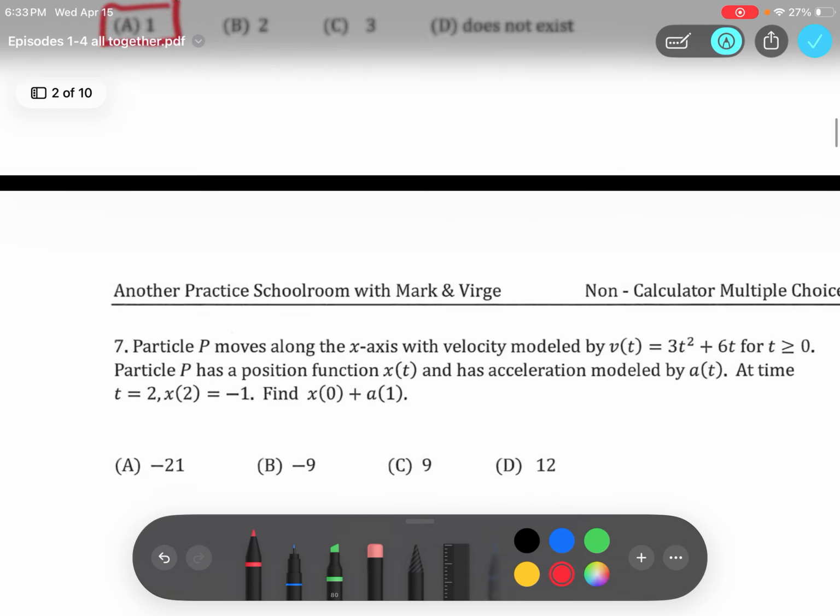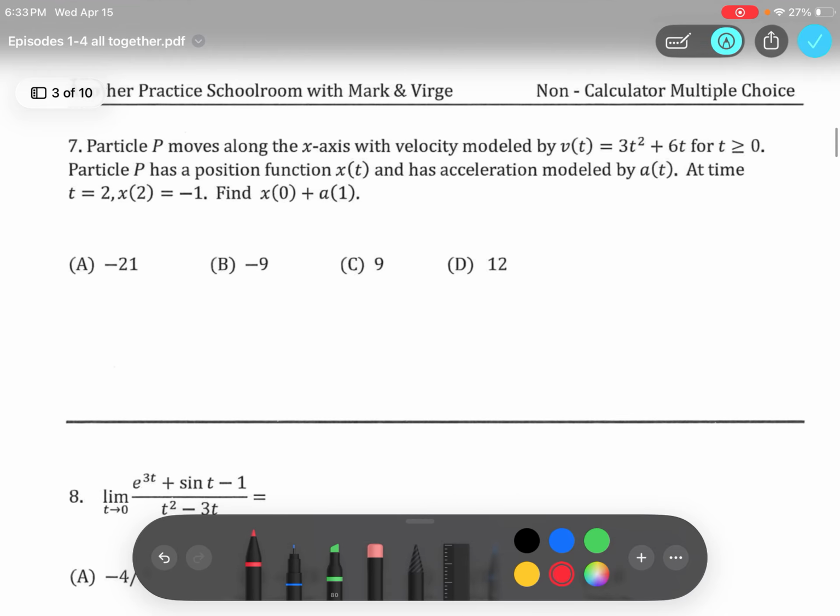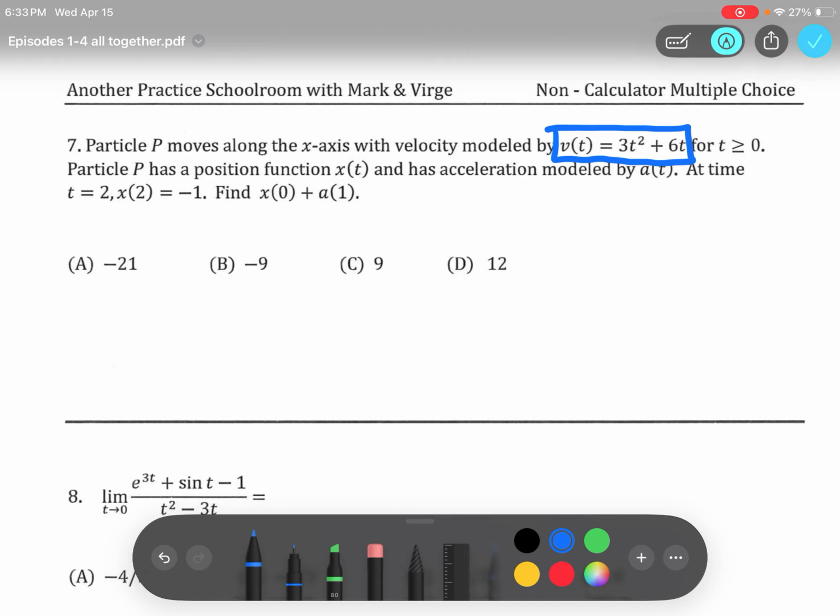Okay, next up. Got a little bit more recent material. It says particle P moves along the x-axis, and we are given the velocity right here. It says particle P has a position of x, and the acceleration is a. At time 2, they tell us this: x of 2 is -1. That's information about the position. It says find x of 0, and then add it to a of 1.